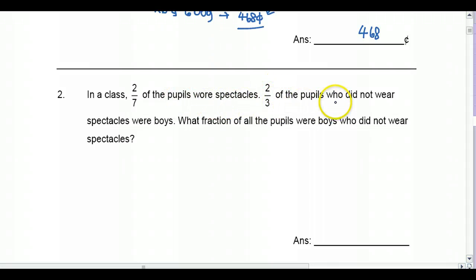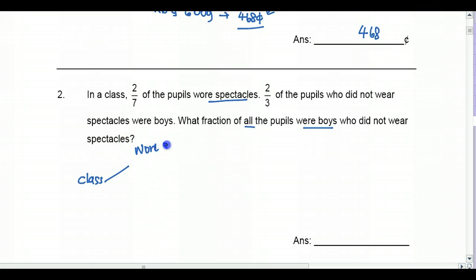Question 2. In a class, 2/7 of the pupils wore spectacles. 2/3 of the pupils who did not wear spectacles were boys. What fraction of all the pupils were boys who did not wear spectacles? So here I know there's a class. I will use the branching method to help me solve this. And I know that 2/7 of the pupils wore spectacles.